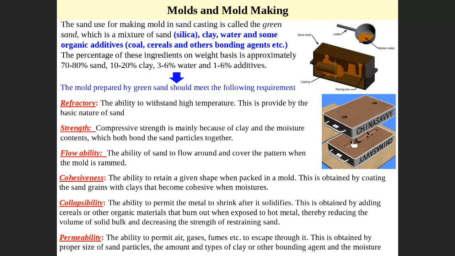Collapsibility: easy to destroy and take the part out later, when solidification happens.